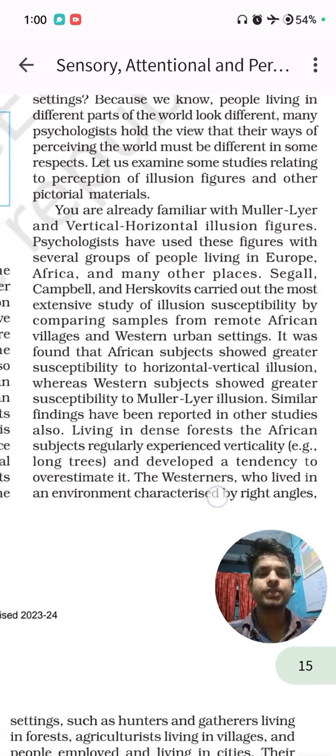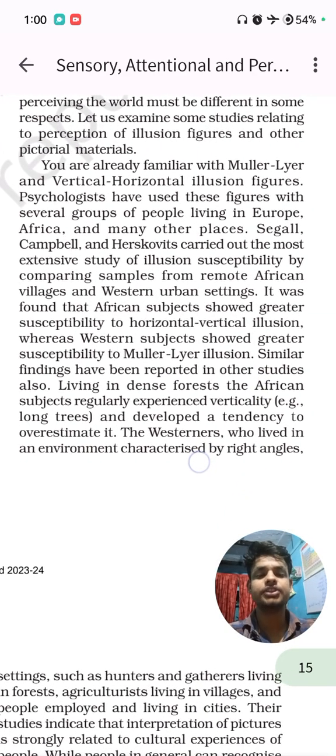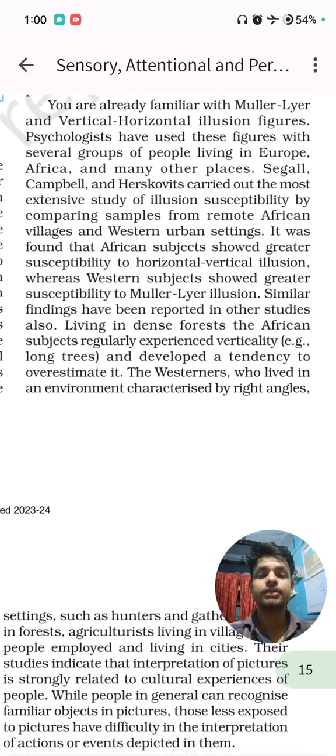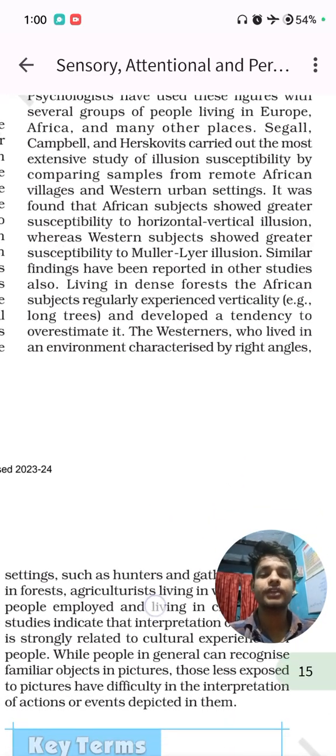Perceiving the world must be different in some respect. Let us examine some studies related to perception of illusion figures and other pictorial material. You are already familiar with the Müller-Lyer and horizontal-vertical figures. Psychologists have used these figures with several groups of people living in Europe, Africa, and many other places.